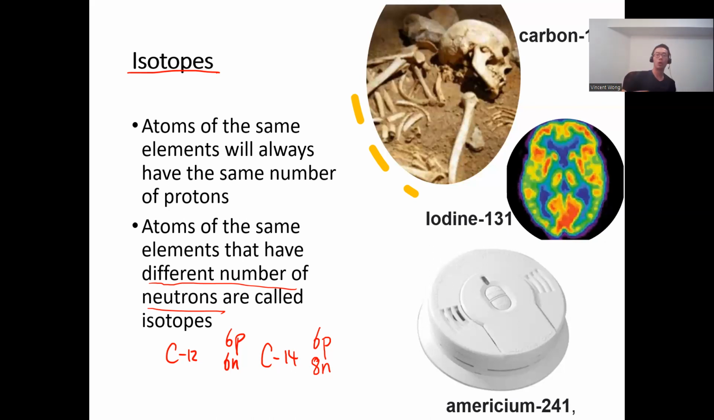If you have a smoke detector at home, there is a little bit of americium-241 in it. It's a radioactive isotope, and that is basically what's powering the smoke detector. When the smoke goes into it, it interrupts the circuit, interrupts the radiation a little bit, and that's what sets it off. Okay, so these are just some examples of where we use isotopes in real life. But isotopes are basically atoms of the same element that have different numbers of neutrons.